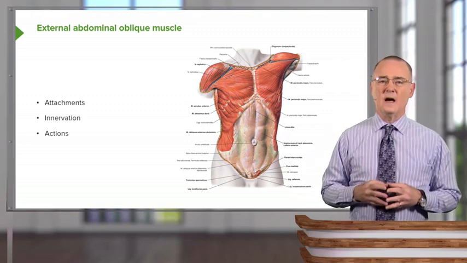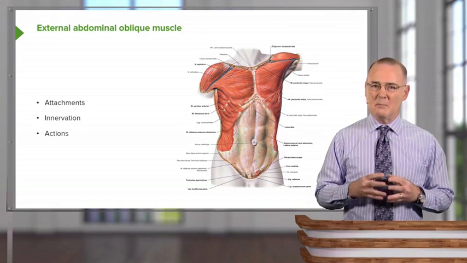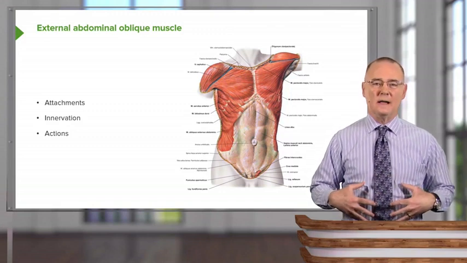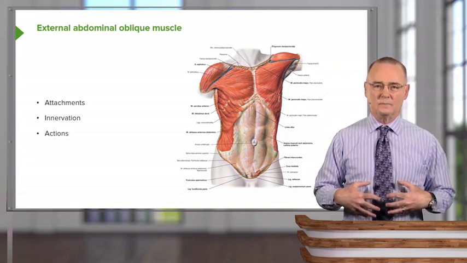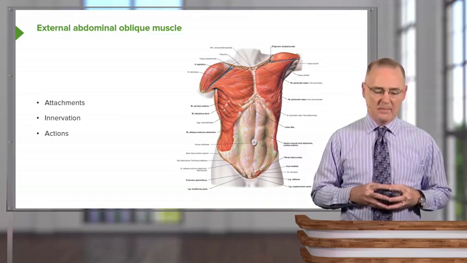In addition, the rectus abdominis, as well as the other two flat muscles of the anterolateral abdominal wall, will help to compress the abdominal viscera, as well as protect the abdominal viscera.